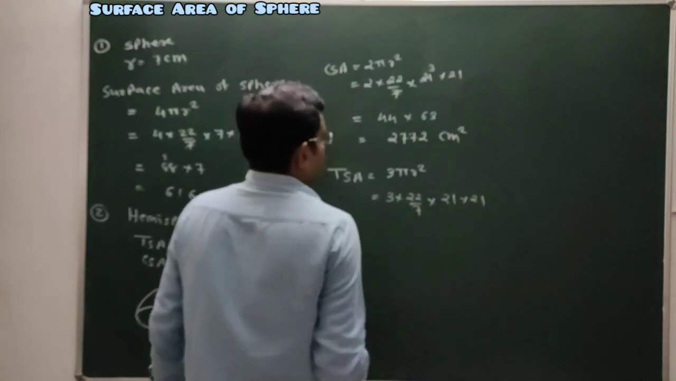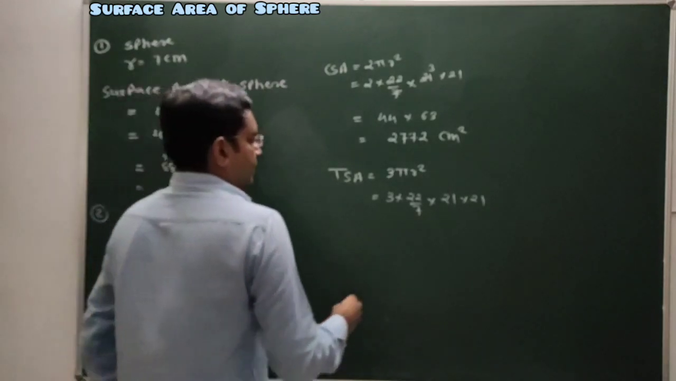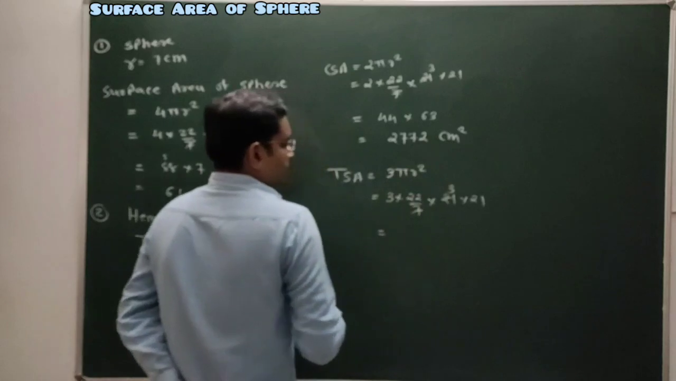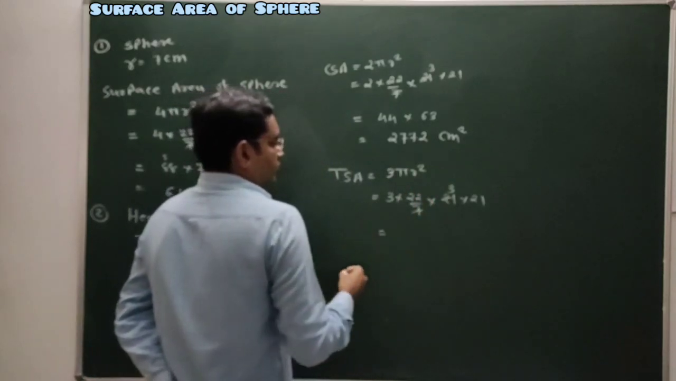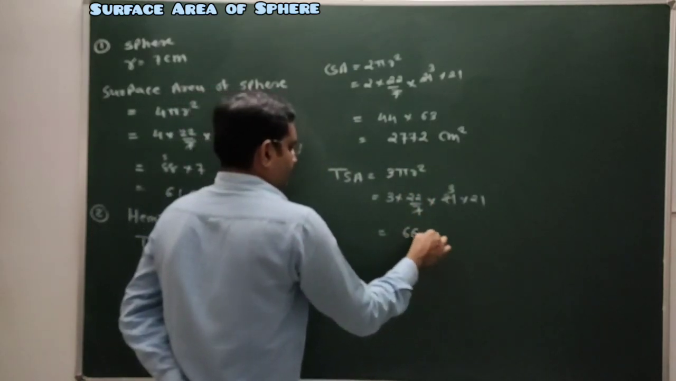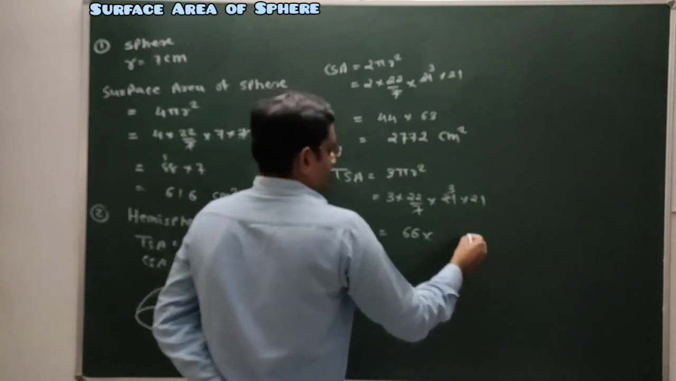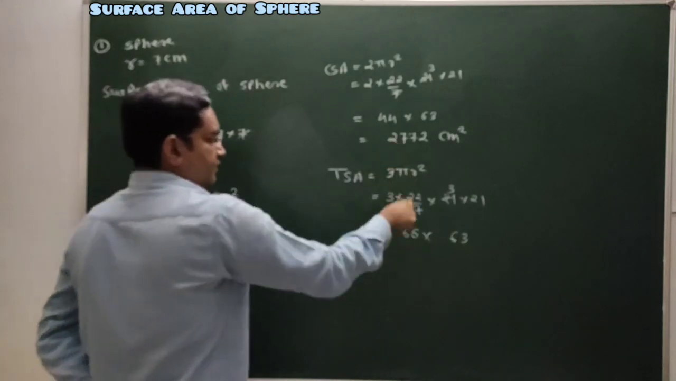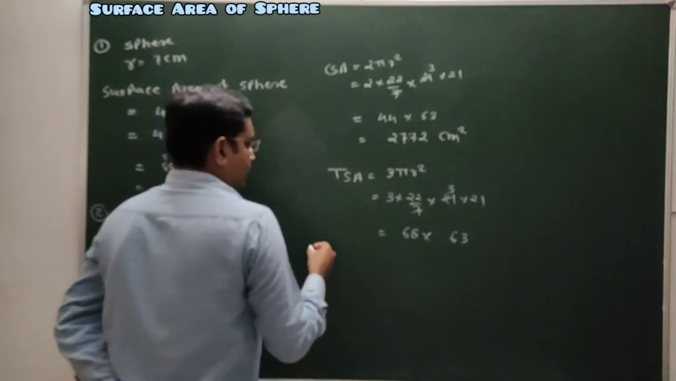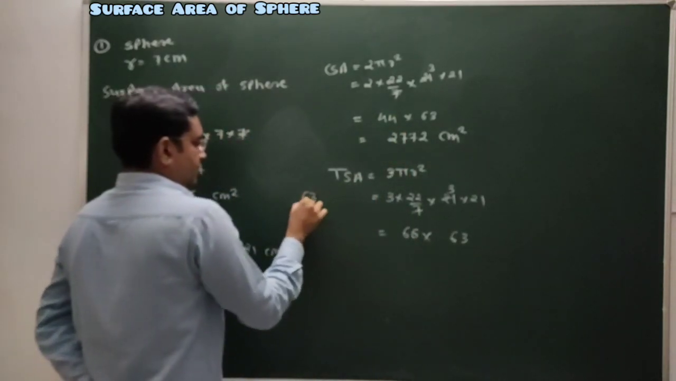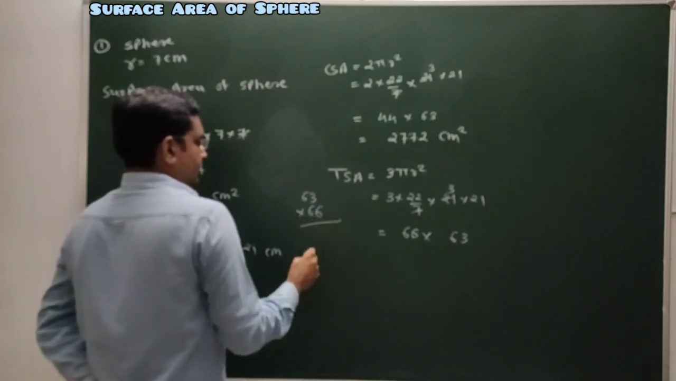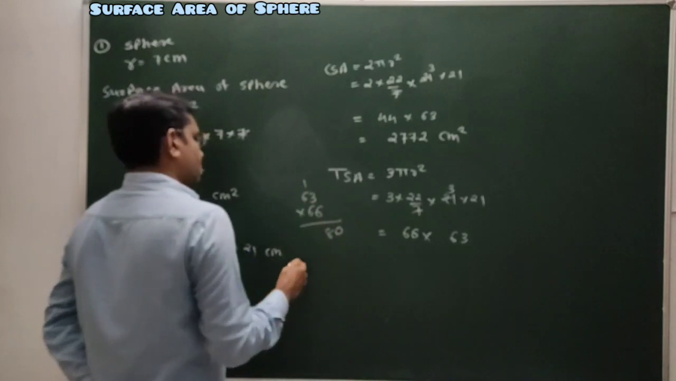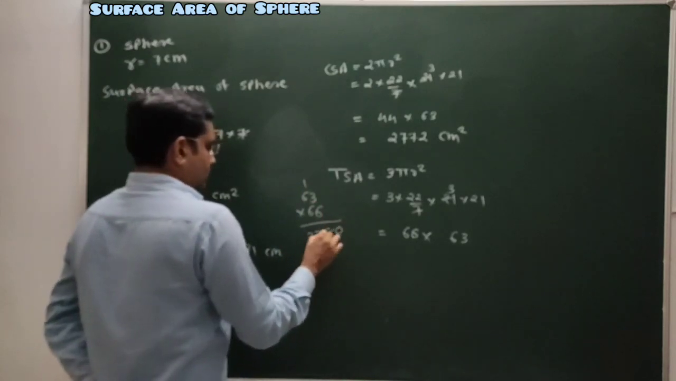21 into 21. So 7 3s are 21 and 22 3s are 66, multiplied by 63. Take half of this and add it in, so our answer is 63 into 66. 6 3s are 18, 6 6s are 36 plus 1, 37.